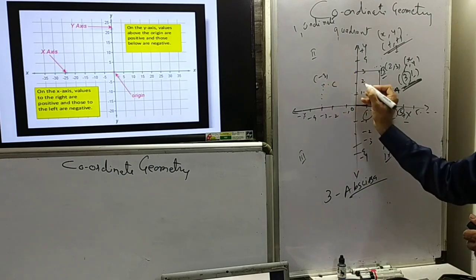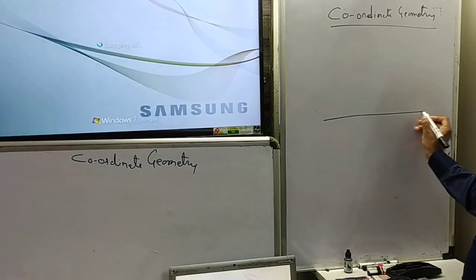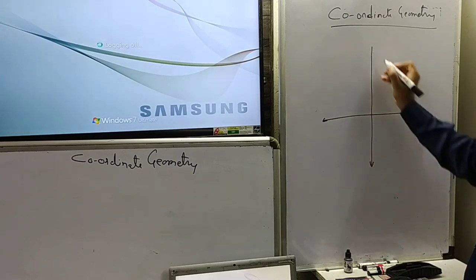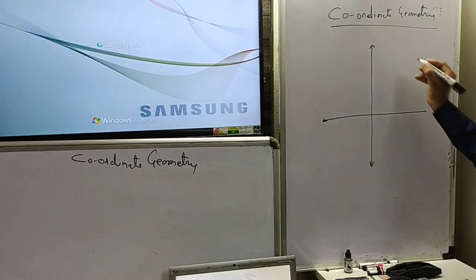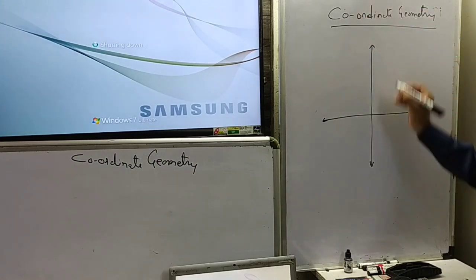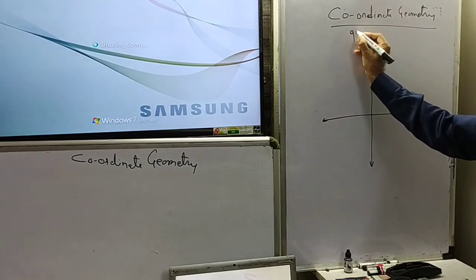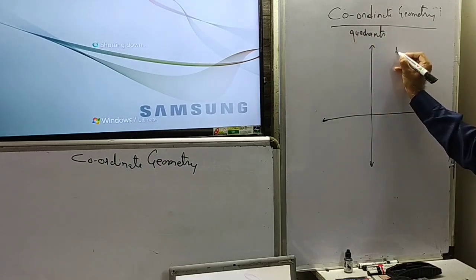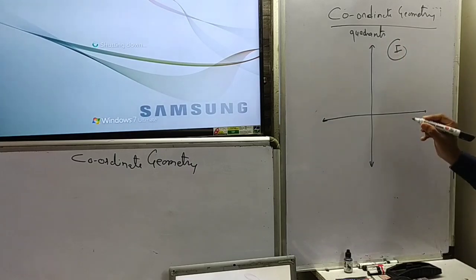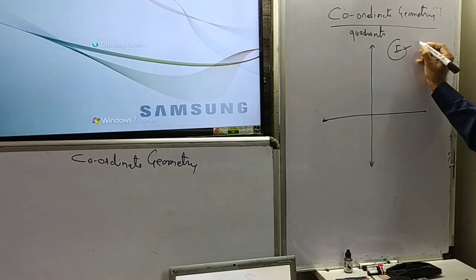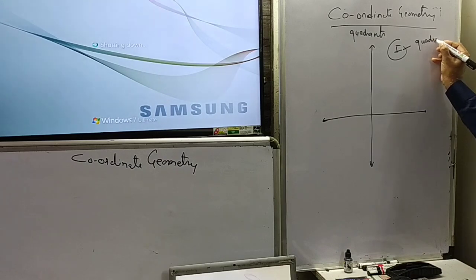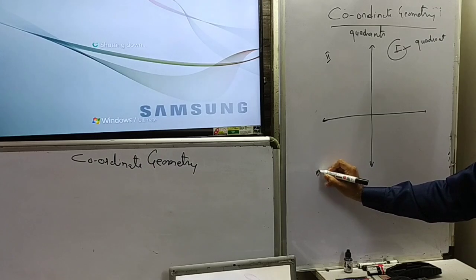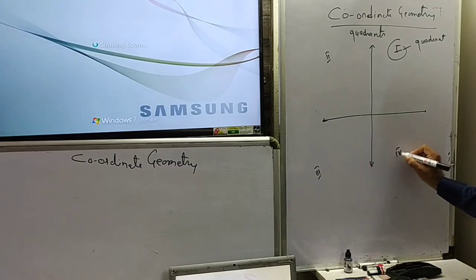It is -3, and it divides the given plane into four parts. These four parts are called the quadrants. Quadrant means one-fourth. This first part is called the first quadrant, this is the second quadrant, this is the third quadrant, and this is the fourth quadrant.